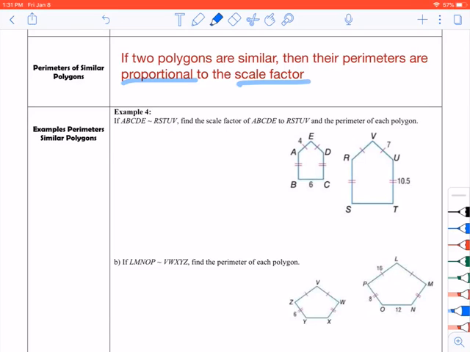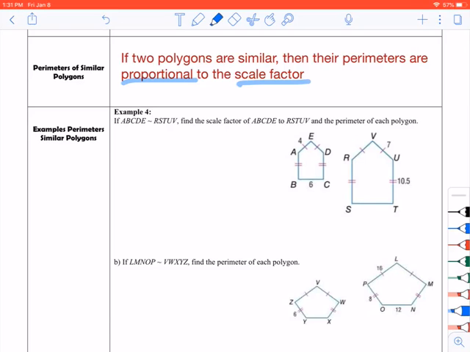Perimeter, remember, is the distance around an object. So it's the sum of the lengths of all the sides. Because it's the sum of the sides, it's proportional, just like the sides are proportional to the scale factor.